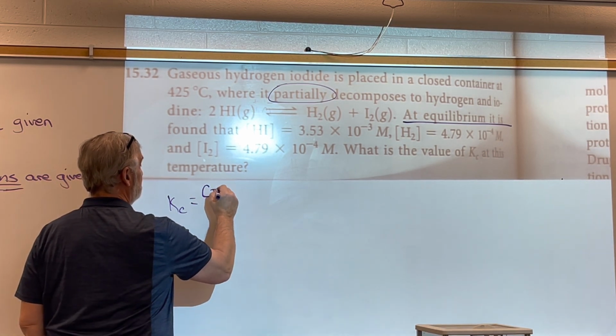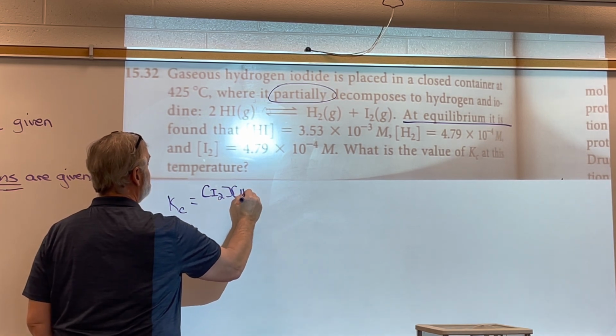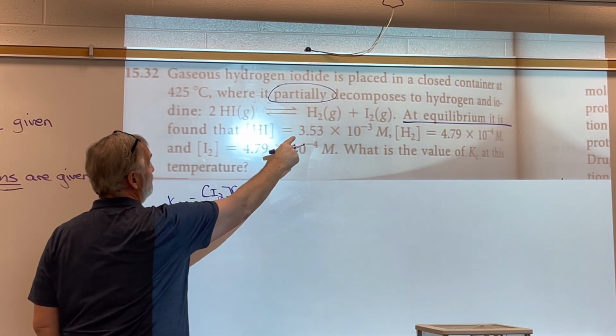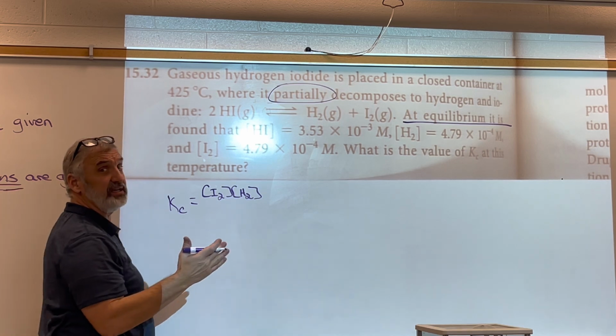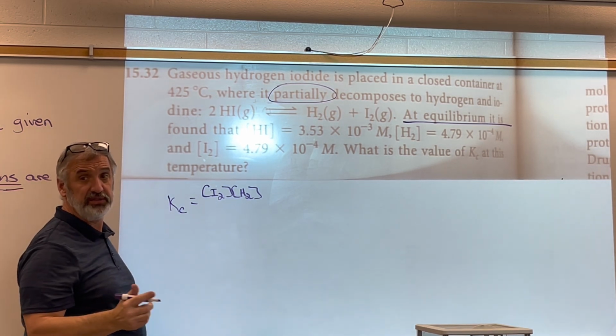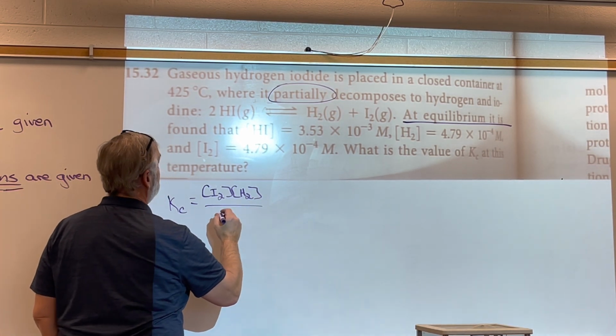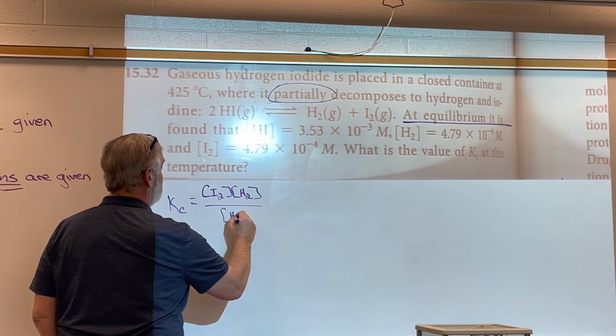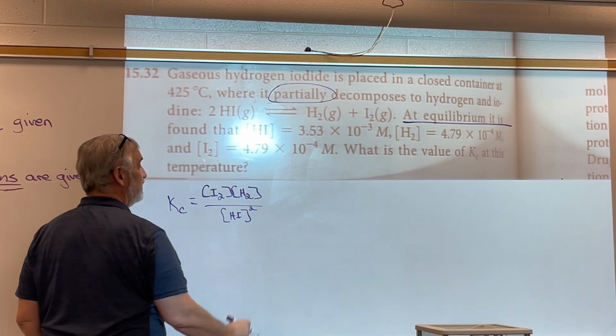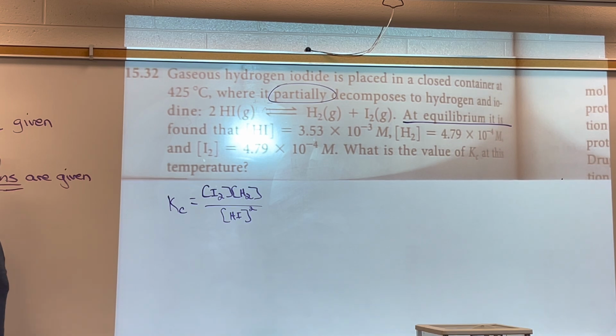I2 times H2. Now it doesn't matter the order. I probably would have done the other order, but again, it doesn't matter. Multiplication is commutative. Over HI squared. HI, and remember coefficients become powers, so squared. So there's your equilibrium expression. So now how do we find Kc? Plug it in.